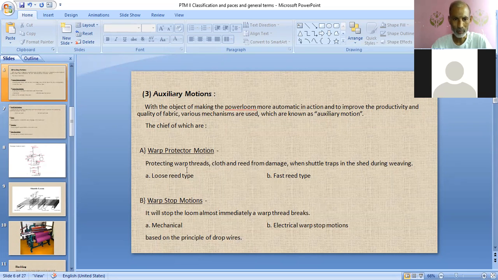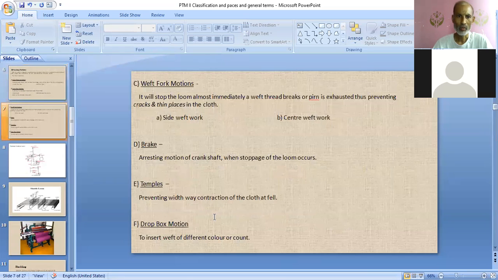The important types are the warp protector motion, which protects the warp when the shuttle is trapped. Warp stop motion: when any warp thread breaks, it stops the machine. Weft break: then the weft fork motion stops the machine. Brake is applied to arrest the motion of the crankshaft, so that the loom does not keep running and stops wherever the brake is applied.